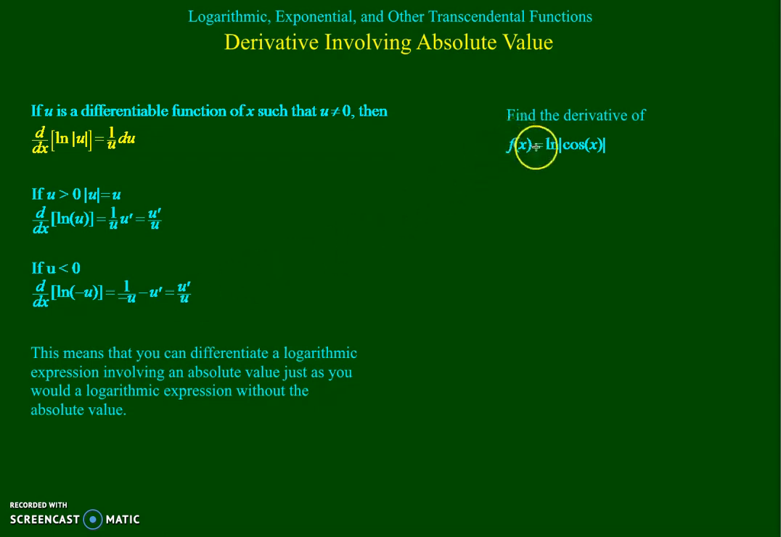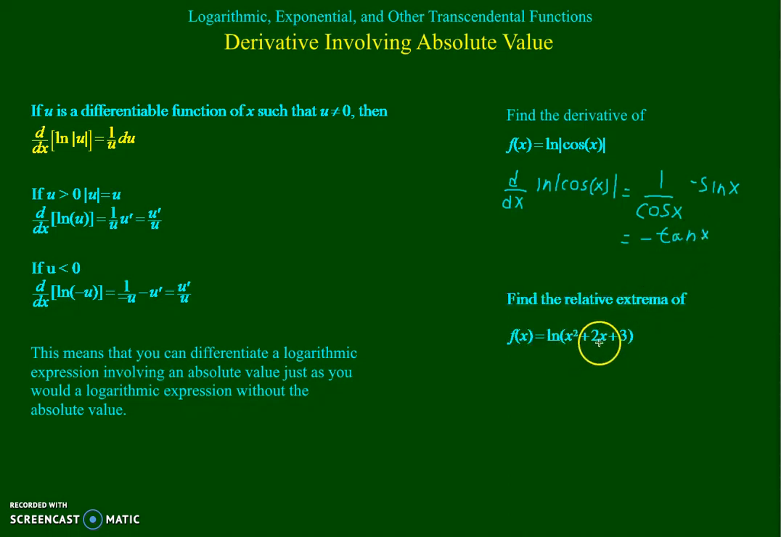In this case, we have a function involving an absolute value. So we differentiate it just as we would in any other case. So the derivative of the natural log of the absolute value of cosine x is equal to 1 over cos x, so 1 over u, du, the derivative of cos x, which is negative sine x. And negative sine x divided by cos x is negative tangent x. So a fairly straightforward derivative. Let's look at one more example.